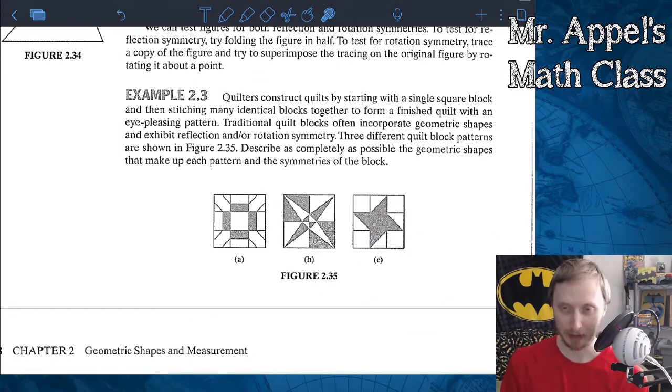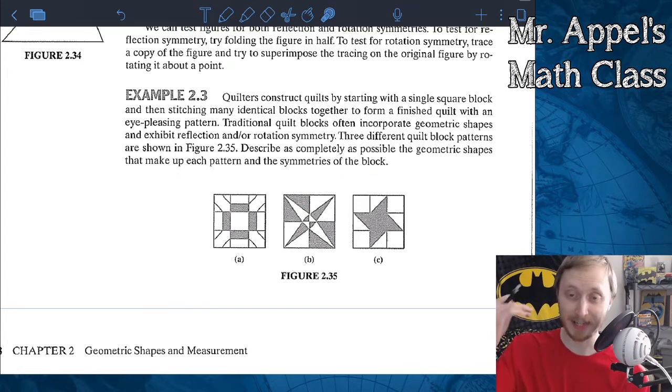So here is an excellent example in real life. Quilters construct quilts by starting with a single square block and then stitching many identical blocks together to form a finished quilt with an eye-pleasing pattern, or sometimes non-identical squares. Traditional quilt blocks often incorporate geometric shapes and exhibit reflection and or rotation symmetry. 3 different quilt block patterns are shown in figure 235. Describe as completely as possible the geometric shapes that make up each pattern and the symmetries of the block.